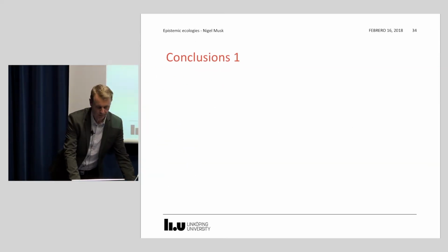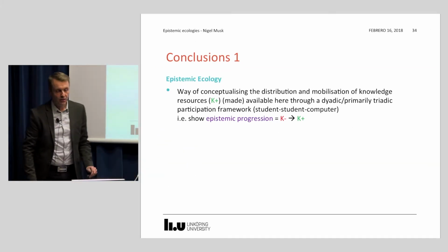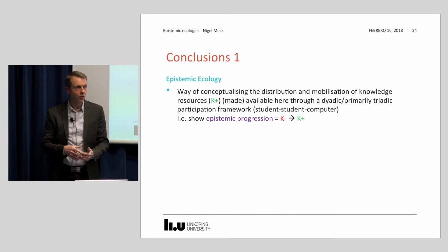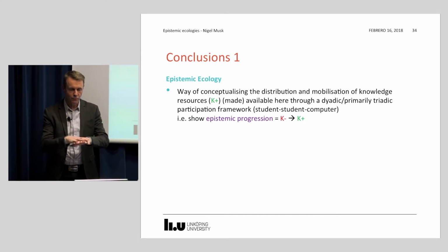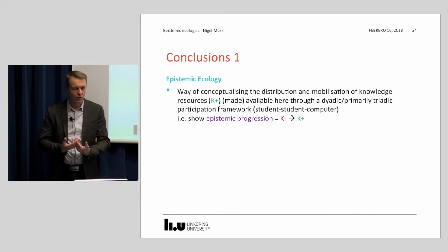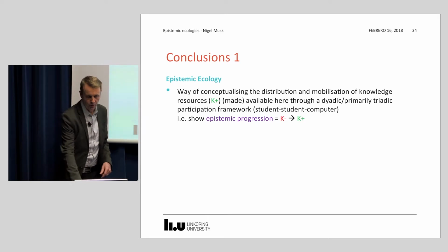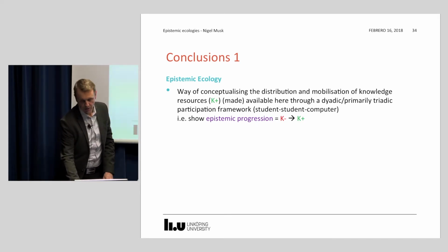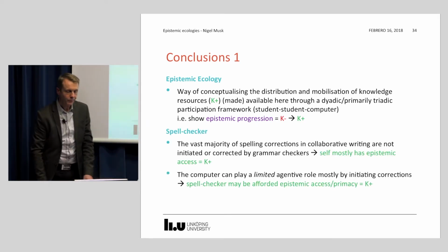Okay, and so I think this idea of the epistemic ecology with laminated resources can be a way of conceptualizing and bringing out this distribution of the mobilization of knowledge resources, which are made available in this either dyadic or triadic participation framework. So in order to show this epistemic progression.